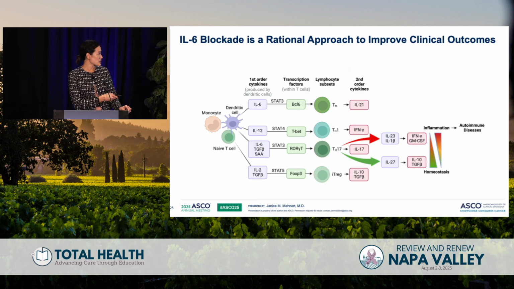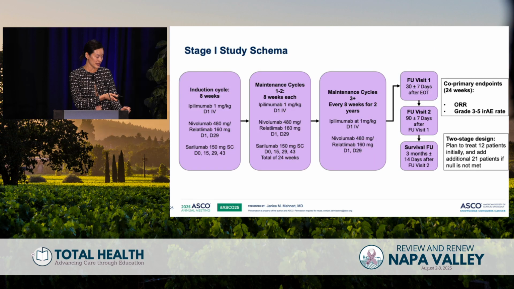This seems like a rational target because IL-6 has been shown to play an important role in mediating the interplay between Th17 and IL-23 and IL-1 beta, which are triggers for inflammation and autoimmunity. So this seems like a rational target. I'm going to speed along here, but I just wanted to show you the study design here where they utilized triple, so this is for melanoma patients.